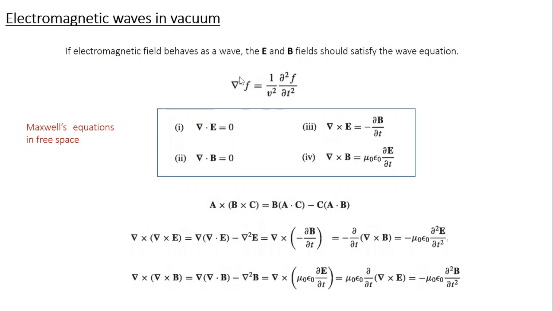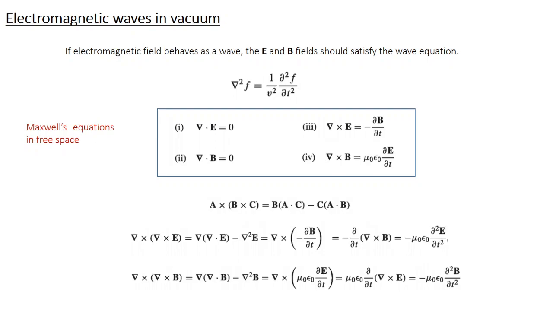Now, let's talk specifically about electromagnetic waves. Let's make a claim that an electromagnetic field can behave as a wave. The claim looks lofty, but we need to validate it. How do we validate this? Just show that the components of the electromagnetic field, the electric field and magnetic field, satisfy the wave equation. For simplicity, let's consider electromagnetic waves in vacuum. The starting point, as always, is Maxwell's equations. These are Maxwell's equations in free space.